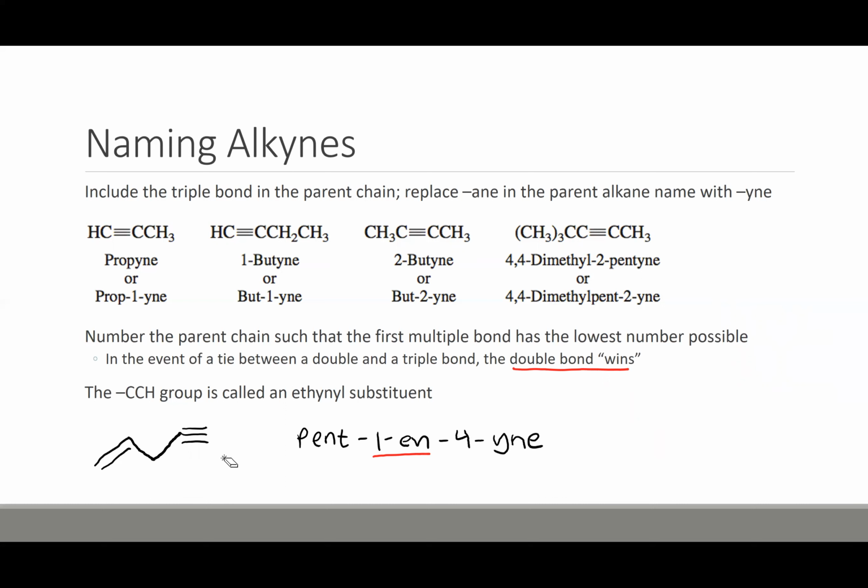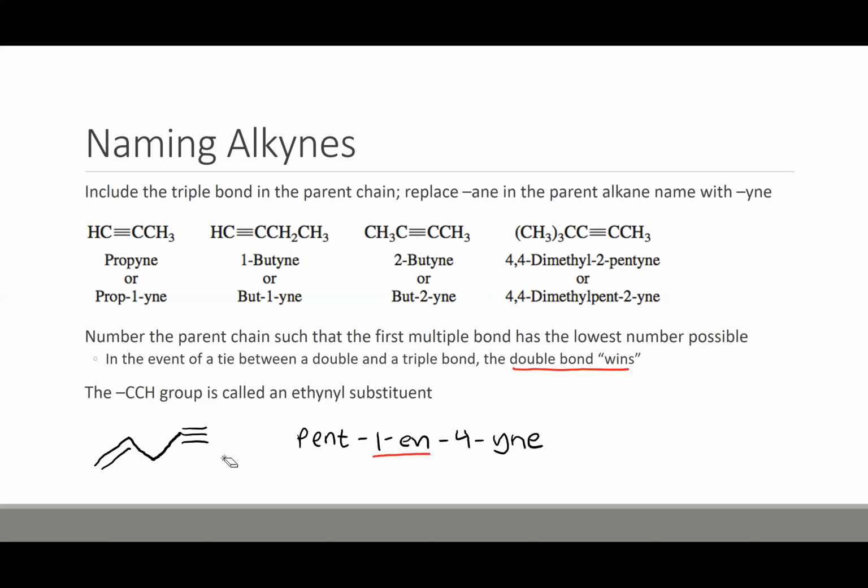Alkane is for single bonds. Alkene is used when there are one or more double bonds, and alkyne is when there are one or more triple bonds. And we'll talk about what to do when you have multiple double bonds and triple bonds combined. You also want to number the parent chain in a way that the first multiple bond, that's a double bond or a triple bond, has the lowest number possible.